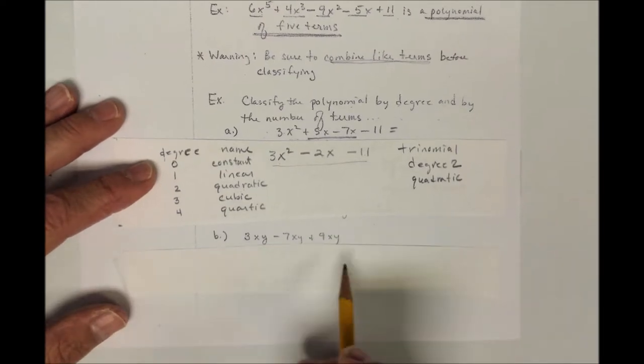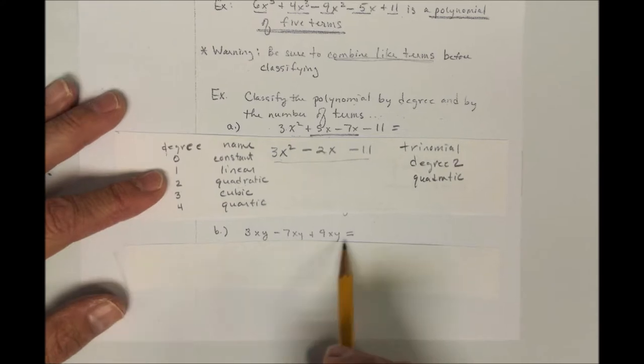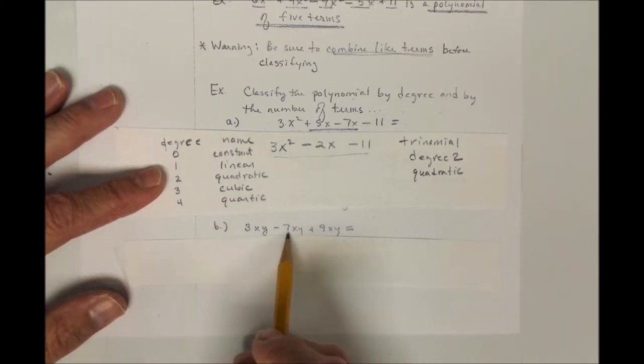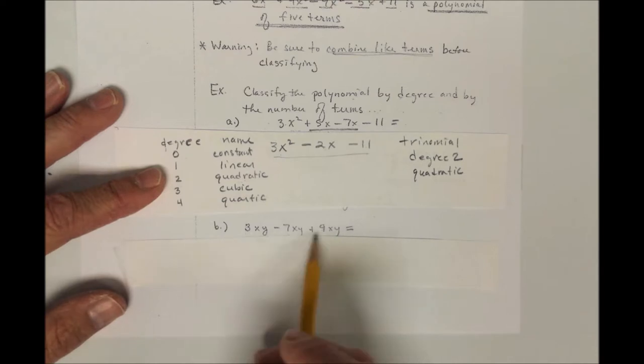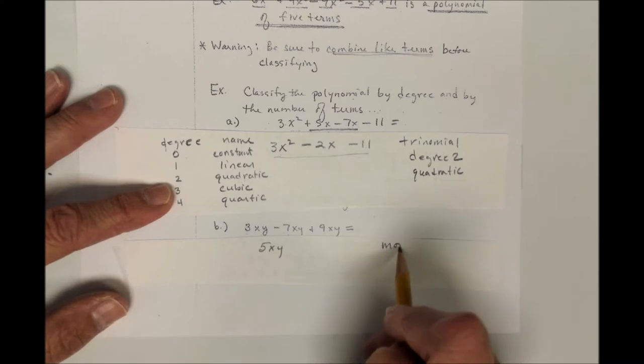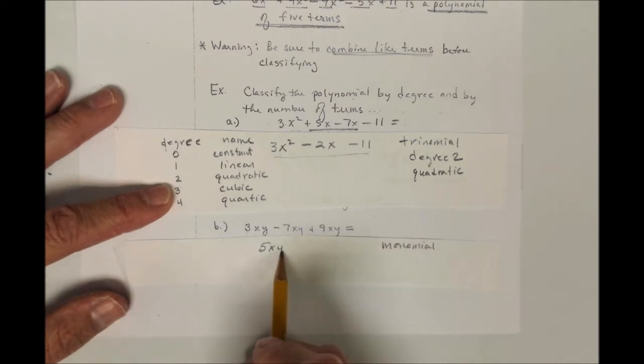All right, this next one looks like there's three terms, but as it turns out, 3xy minus 7xy plus 9xy, these are all like terms. So I can just go ahead and combine the coefficients, negative 4, positive 5xy. So this is a monomial, and there's one x and there's one y, so this is degree 2.